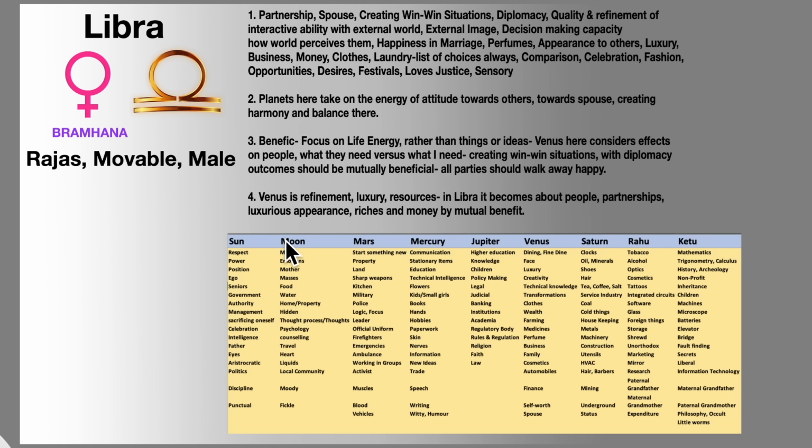They always have a problem of choices about food. What food should I eat? Moon in Libra is always worried about the local community. Where is it going? That affects it.